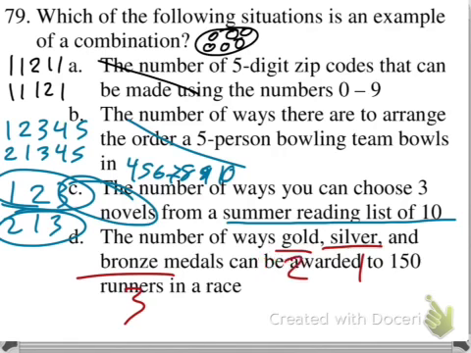Okay, hopefully that helps, that you understand the concepts well, and catch you in the next one.